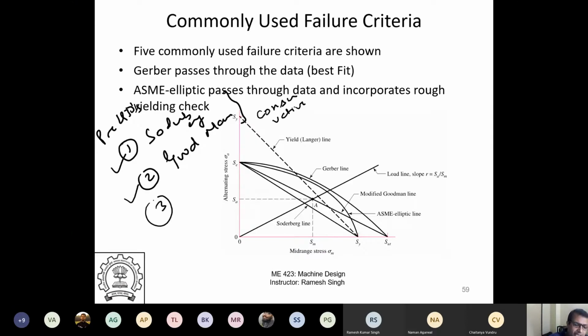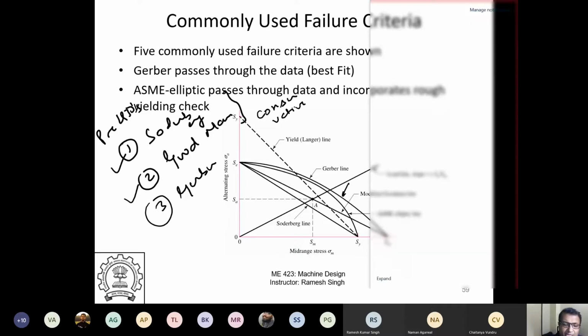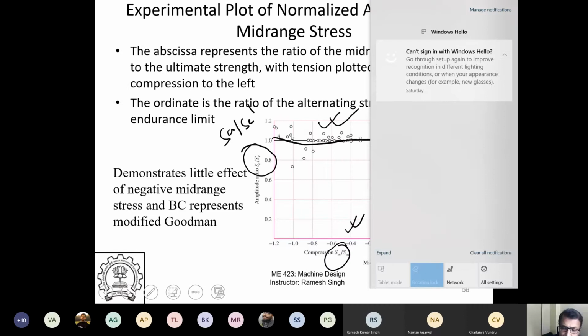Then the third one is Gerber. Gerber passes through data. If you have data, you have a best fit, and this is the Gerber line, if you see. And then people figured out that there is another way to do it.